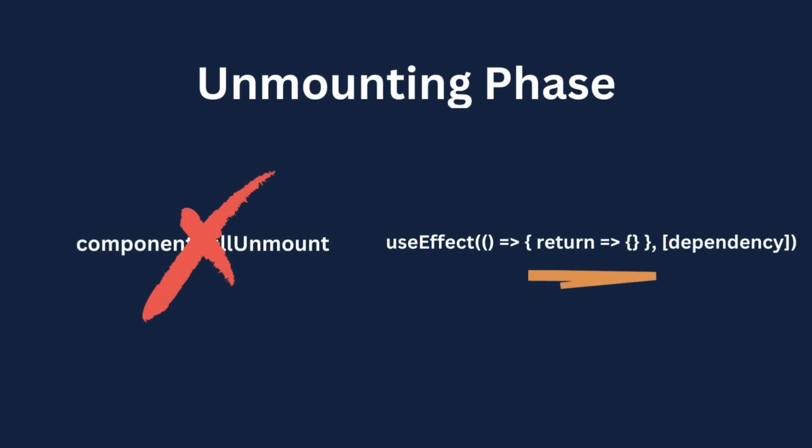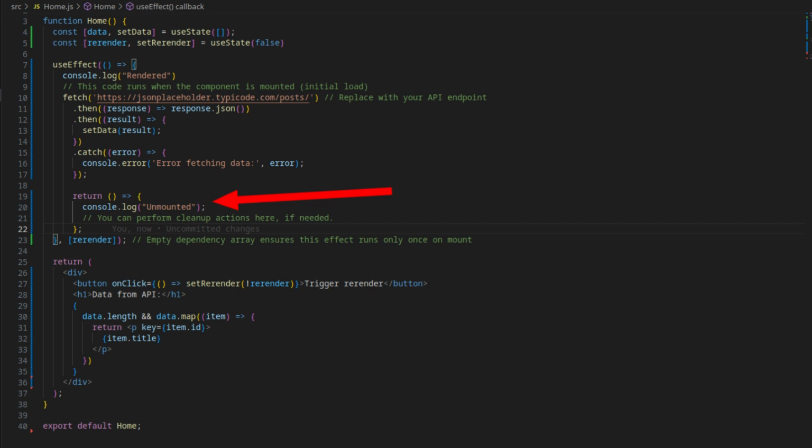Lastly, let's discuss unmounting. In class components, we use componentWillUnmount for cleanup tasks. In functional components, we handle cleanup using the return function inside useEffect. This cleanup function runs when the component is about to unmount, allowing us to clean up any resources or subscriptions.